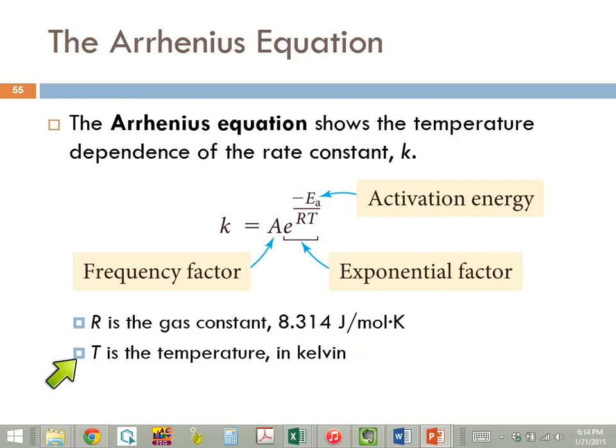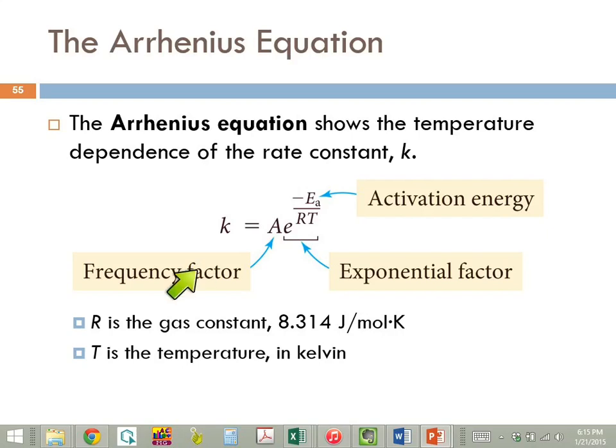T is the temperature, and that must be measured in Kelvin. Remember, using the Kelvin scale gets rid of all the negative temperatures, and it gets rid of a zero temperature. If you threw 0 in here, what would happen? You'd have an undefined quantity because you can't divide by 0. So all temperatures have to be in Kelvin.